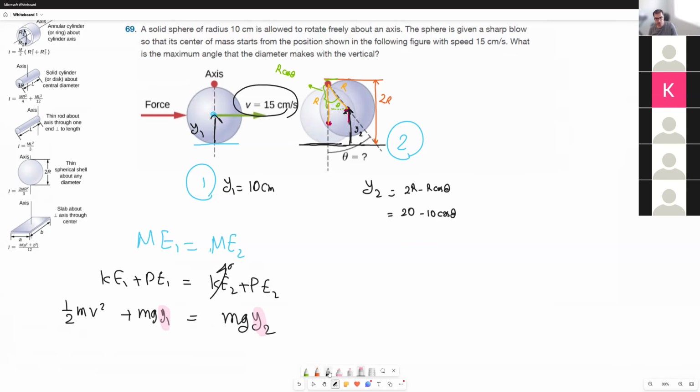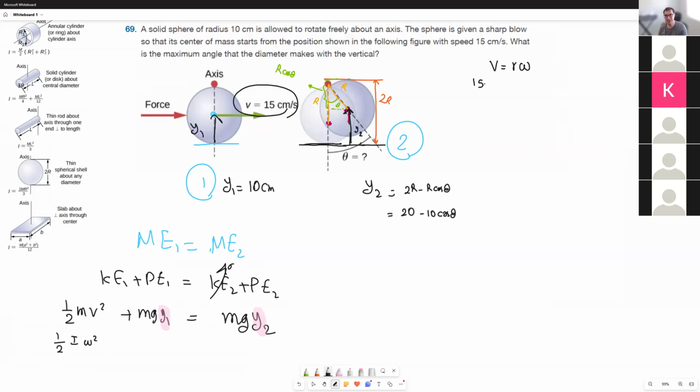Duncan is saying make it half I omega squared. Aha, okay. Why? V is equal to omega r. We have the radius and we have V as well. We can find omega. Exactly. V is going to be equal to R omega.